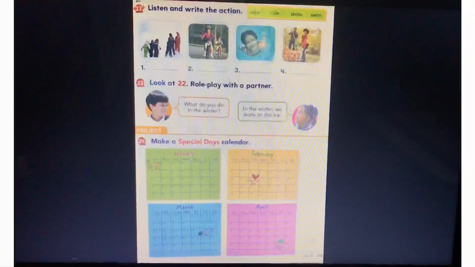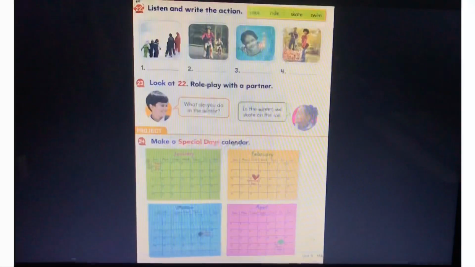In section 23, we have a quick example of this role play. Let's go ahead and read it. What do you do in the winter? In the winter, we skate on the ice. Very good job, guys. Now tell me, what do you do in the summer? Very nice. During the summer, I go to the beach.